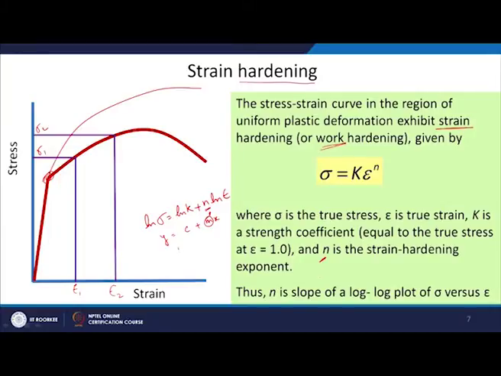Okay. So, if you see, it will be a simple curve like this, ln epsilon, ln sigma, and it will be some straight line like this. You will get some points for which you will have a best fit line here, and the slope will give you this strain hardening exponent. Okay. So, this is how you get the strain hardening exponent from the experimental data.